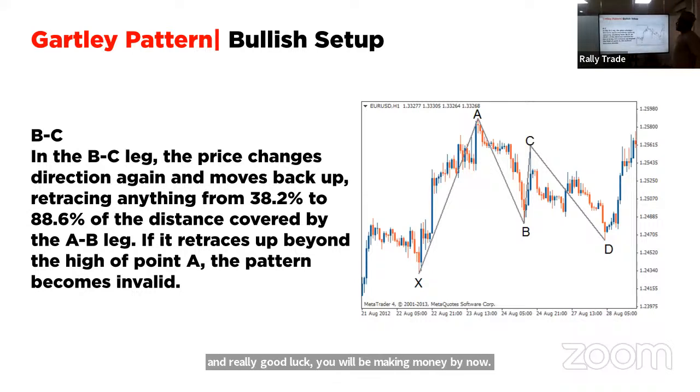Anyways, let's continue. Now let's look at a pure bullish pattern. The BC leg: the price changes direction again and moves back up. This is anything from 13.2 to 18.6, but that's an extension. Since drawing Fibonacci extension can be an issue for anybody not familiar with it, you should just stick to the retracement path.